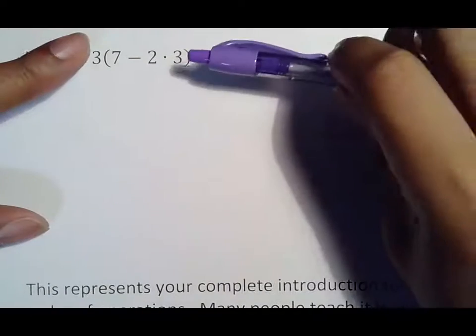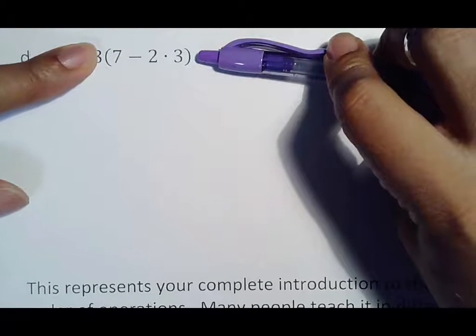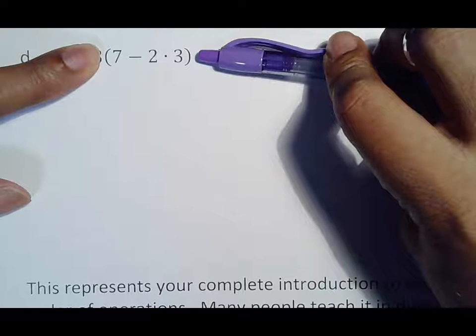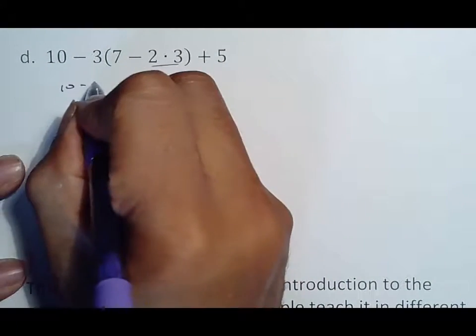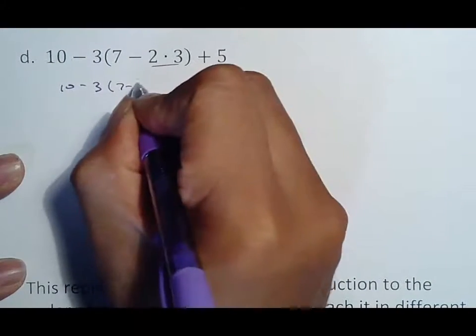Once again, we have parentheses here. Inside that parentheses, we must make the decision. We have subtraction and multiplication. Which one's the higher level is multiplication. So rewrite everything else. That would be 6.